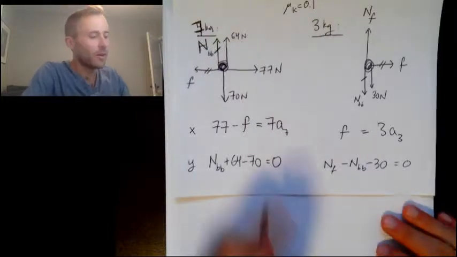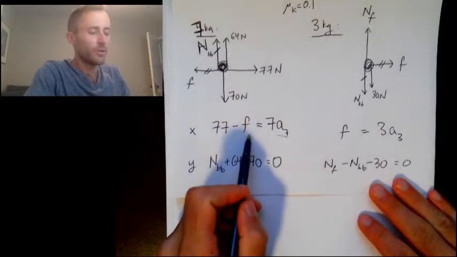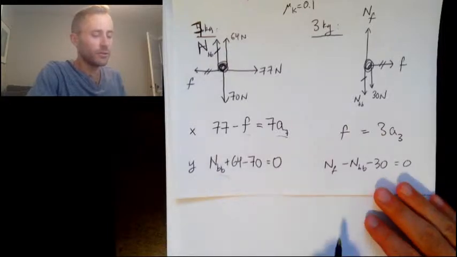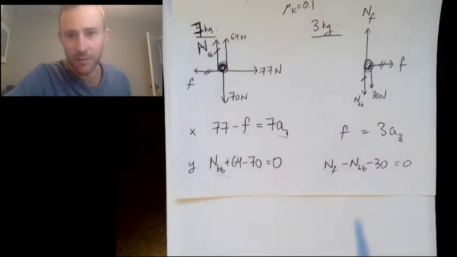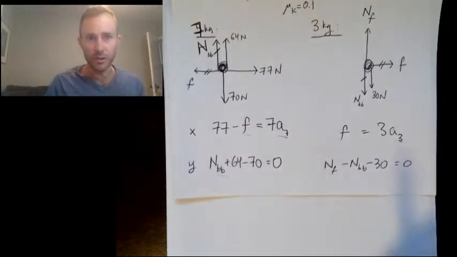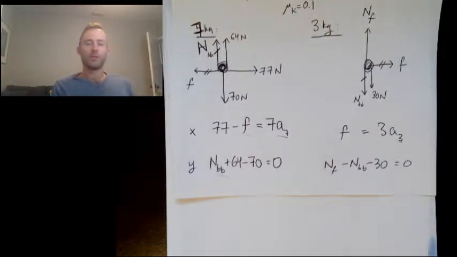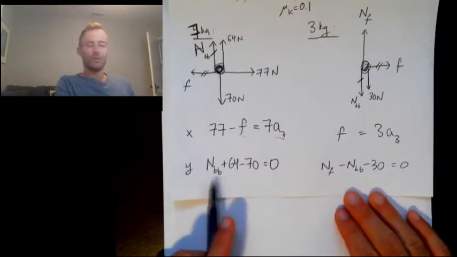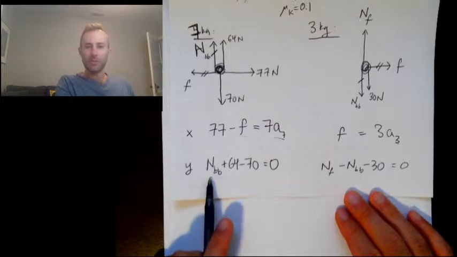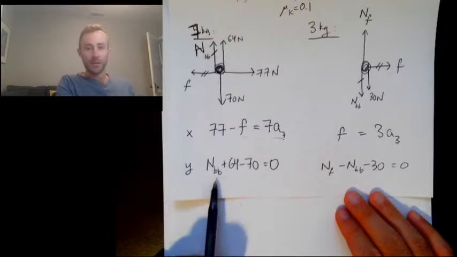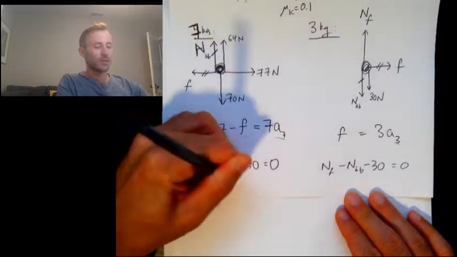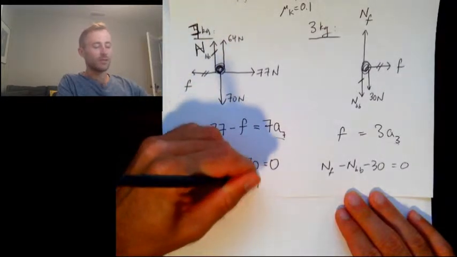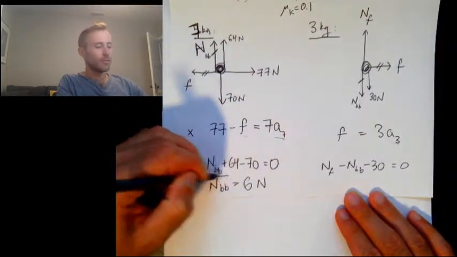So let's see, we've got 1 unknown, 2 unknowns, 3 unknowns, 4 unknowns, 5 unknowns. So we actually have 5 unknowns here that we're going to end up solving for. Right away I see the y equation for the 7 kilogram block is very simple. It says that the normal force between the blocks is 6 newtons. Boom. So there we go.